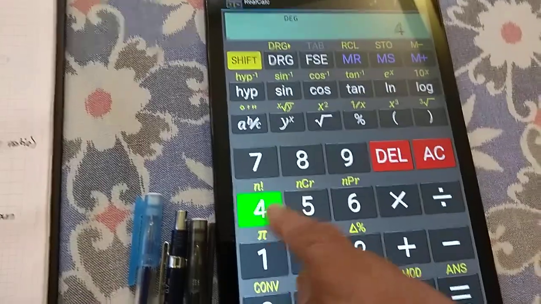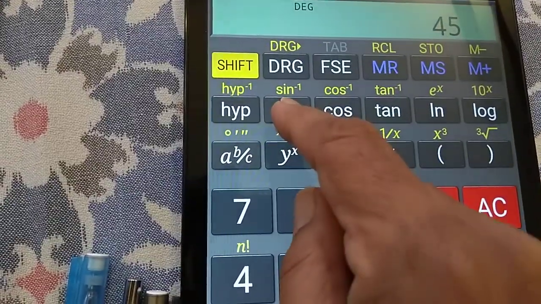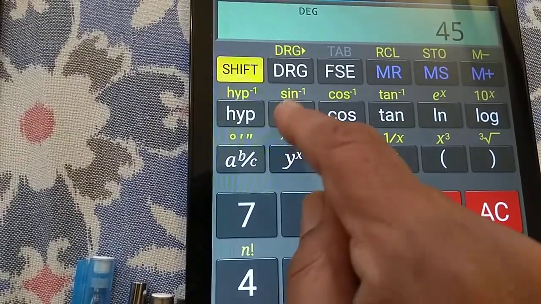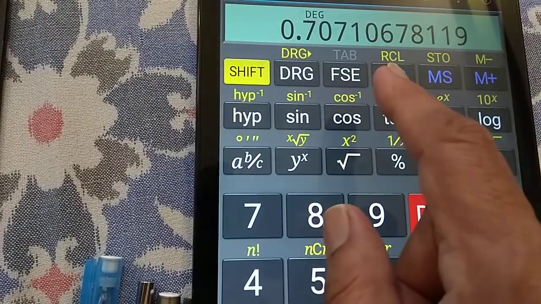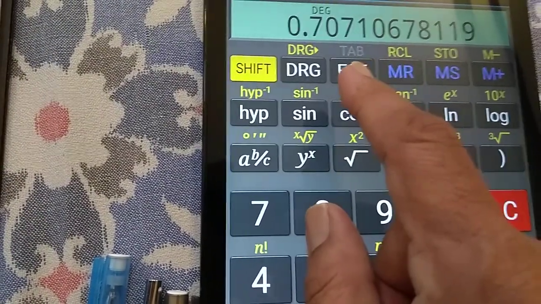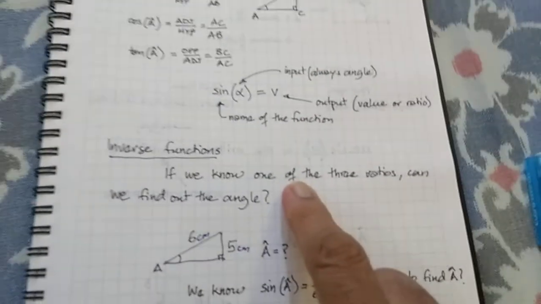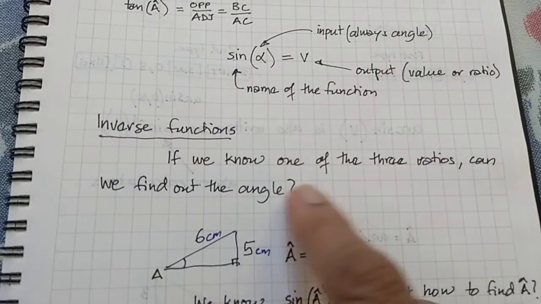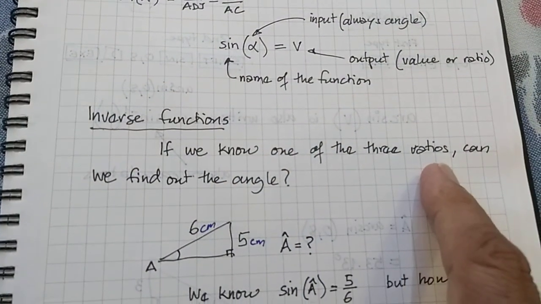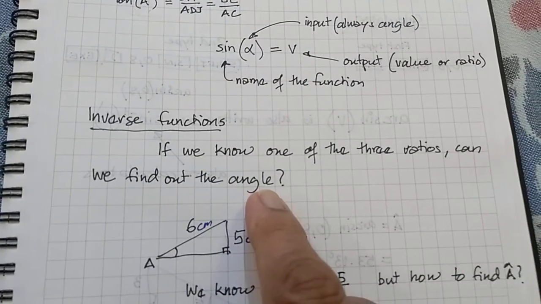I say 45 and then I do sine, I get 0.07. Sorry, 0.707. Okay. So now let's take an inverse function. Why do we need the inverse function? The inverse function is important if we know one of these three ratios, can we find out the angle?